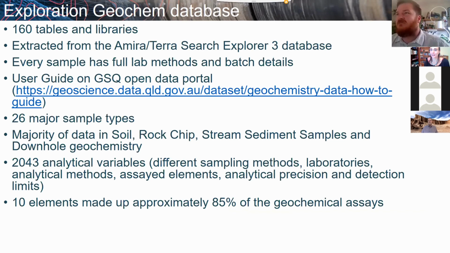And it's now available on the GSQ Open Data Portal as one package instead of 4 different packages. It has 26 major sample types. There's a guide available to cover the complexity of the data set so you can understand what libraries are linked to what tables without having to use Explorer 3, which is a proprietary product now, so you have to purchase that. And there are 160 tables. The majority of them are stored in the 5 main tables, which are the stream sets, the rock chip and the drill holes and the downhole geochemistry, soil, and that's 5.